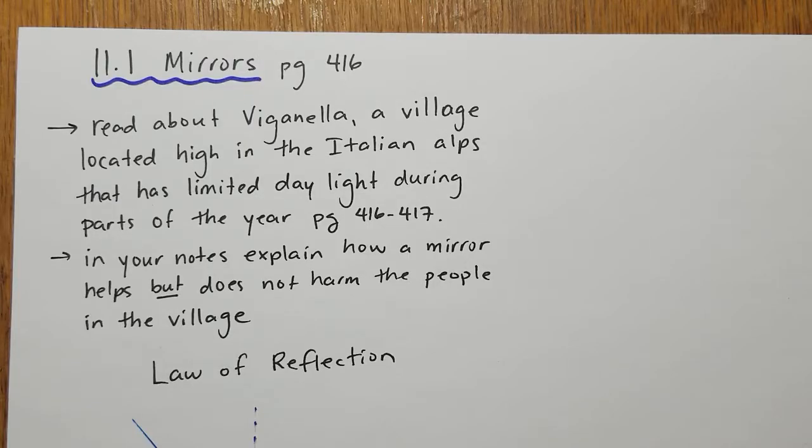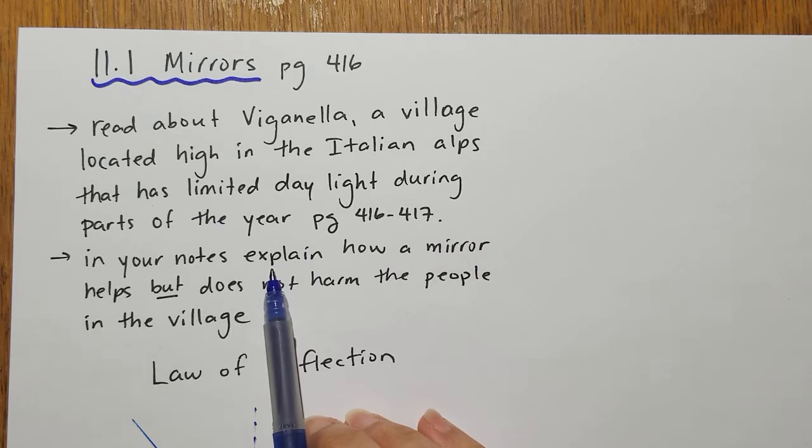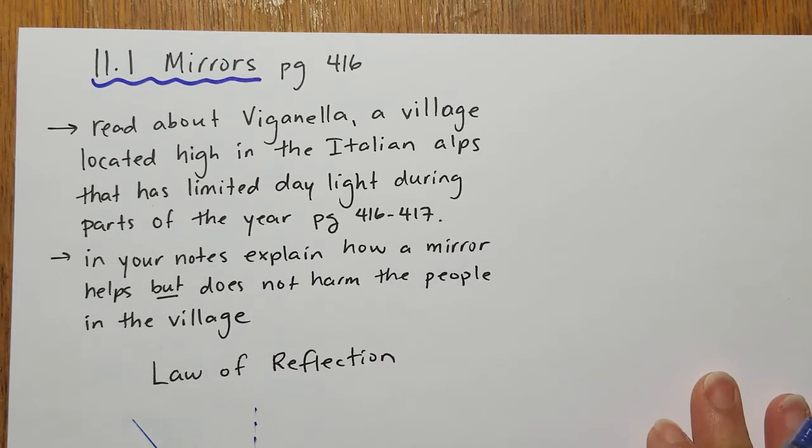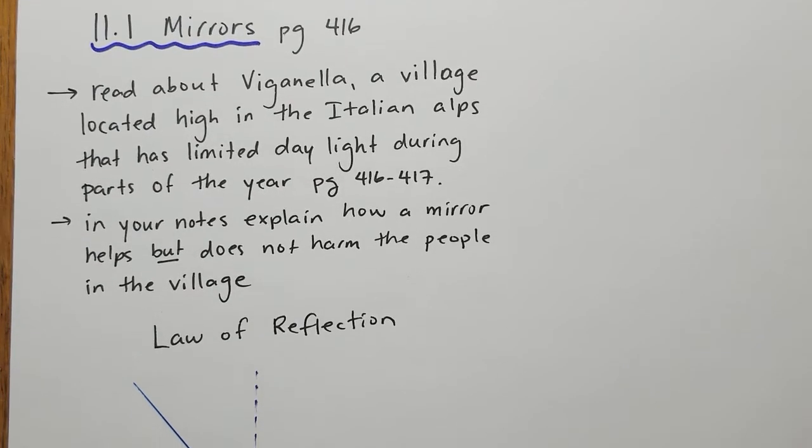So today we're dealing with mirrors and the law of reflection. First of all, to start with mirrors, I want you to read about Vignalia, a village located high up in the Italian Alps, and they have limited daylight there during parts of the year. So in your notes, explain how a mirror helps but does not harm the people of the village. It's really interesting. I'll also try and find a video and post that as well.